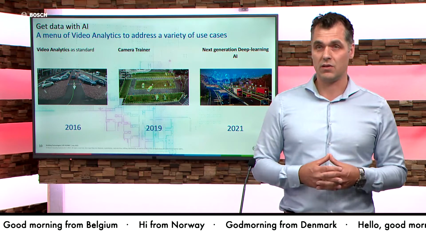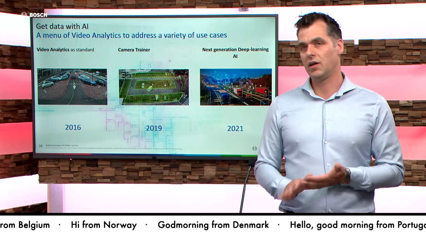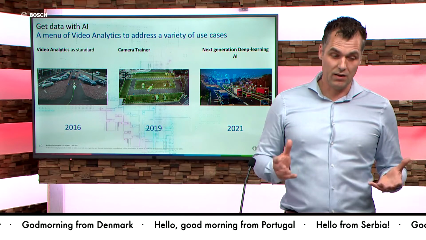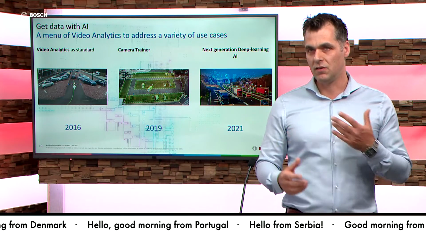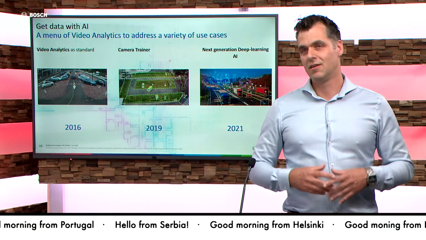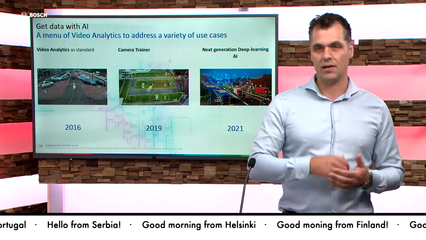Camera trainer since 2019. It's a machine learning algorithm with a small data set which you can manually train the camera with. You can start teaching it what kind of objects you want to detect. So simple objects to detect, to train it for, and then it can recognize it.